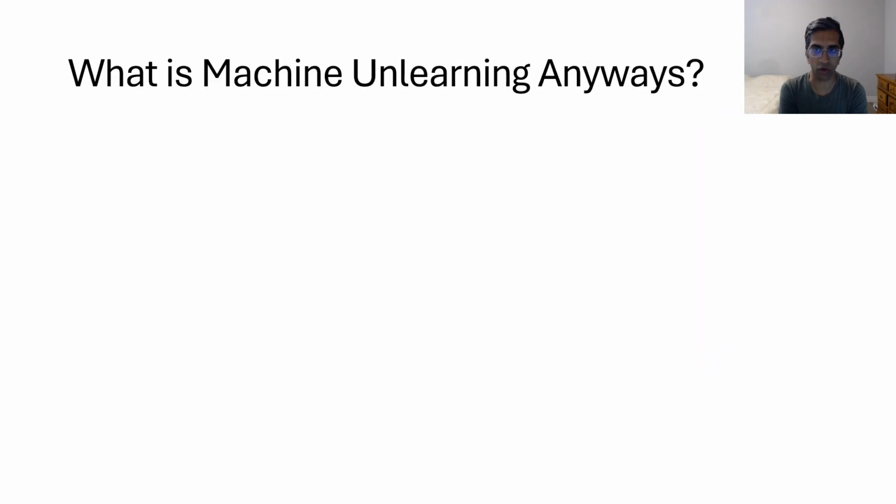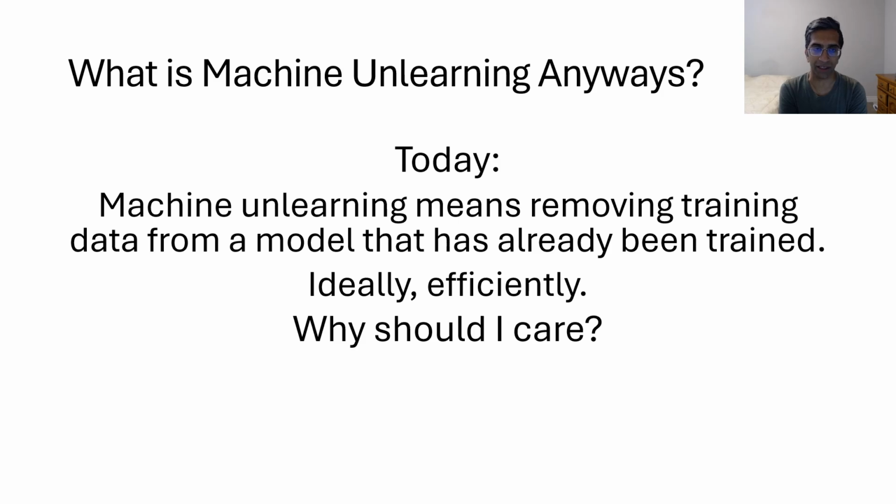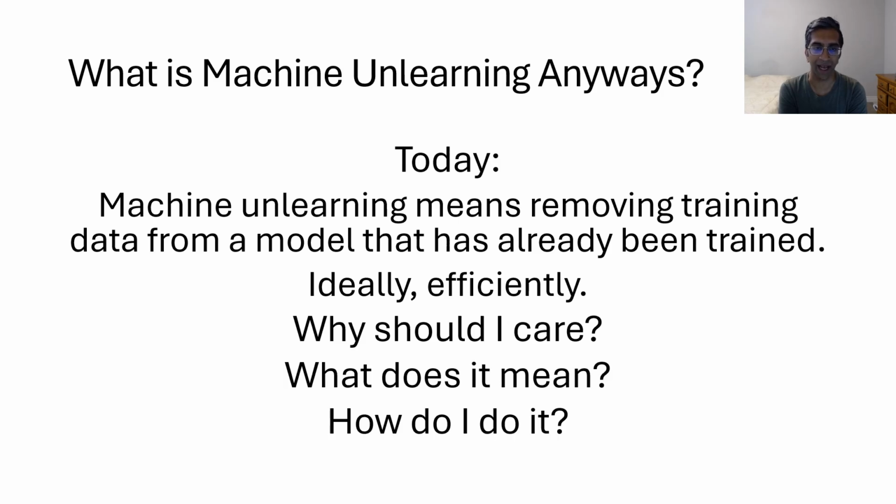So for the sake of this tutorial, machine unlearning will mean removing training data from a model that has already been trained. And the general goal is to do this efficiently, say faster than just retraining your model from scratch. You'd like to excise these data points that have already been embedded into the model through the training process. We haven't addressed these questions: why should I care, what does it mean, and how do I do it? But that's the focus of today's tutorial.